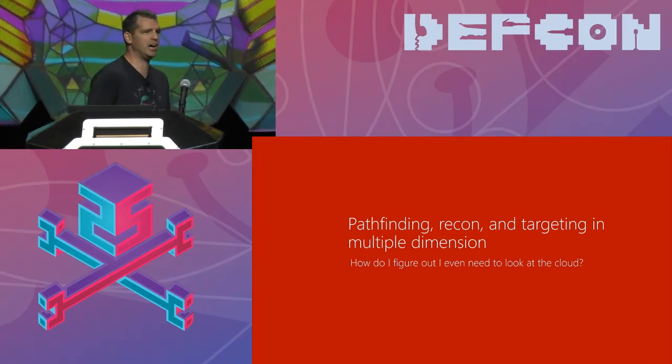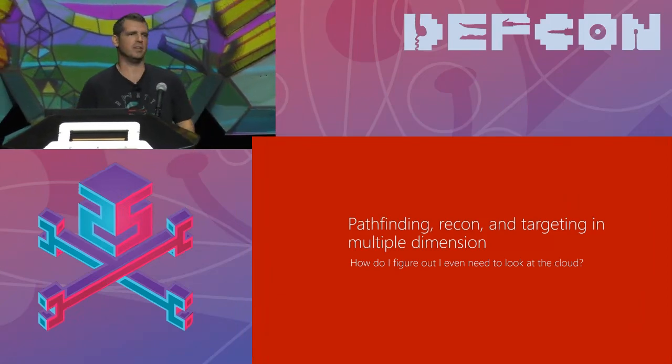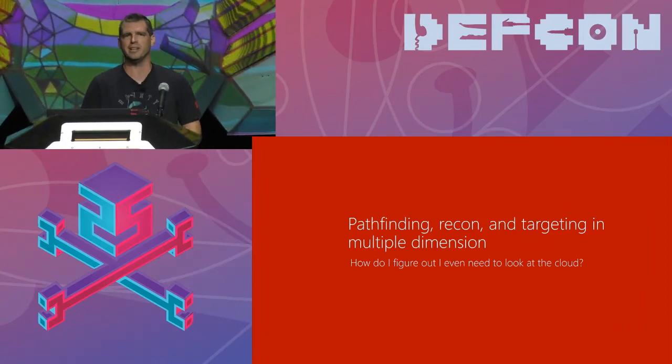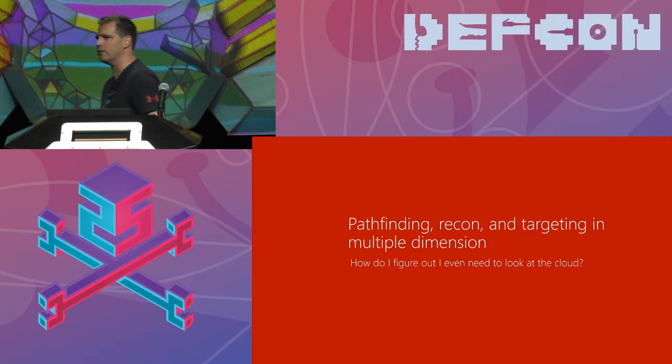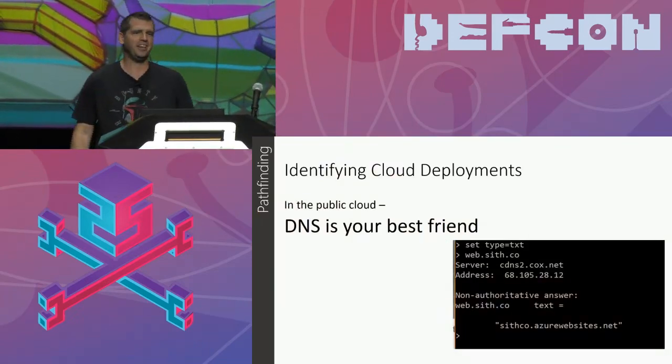So let's look at recon in a cloud-type environment. You have a customer, they've hired you to come in and pen test, red team their environment, and they said, we want to add cloud to the scope. So what does that mean? How do we identify what sort of cloud services they have? Well, DNS is your best friend, just like it always has been.